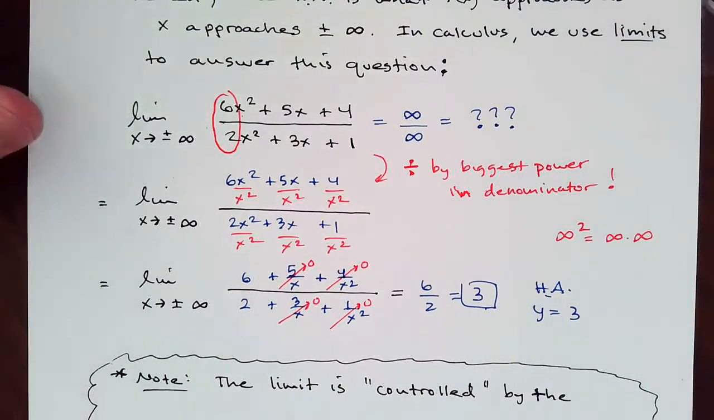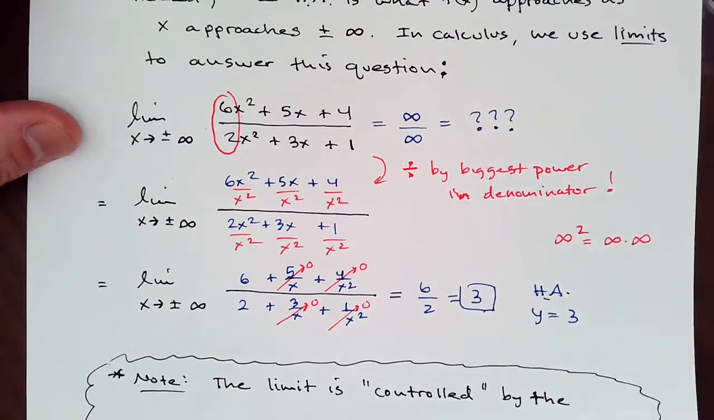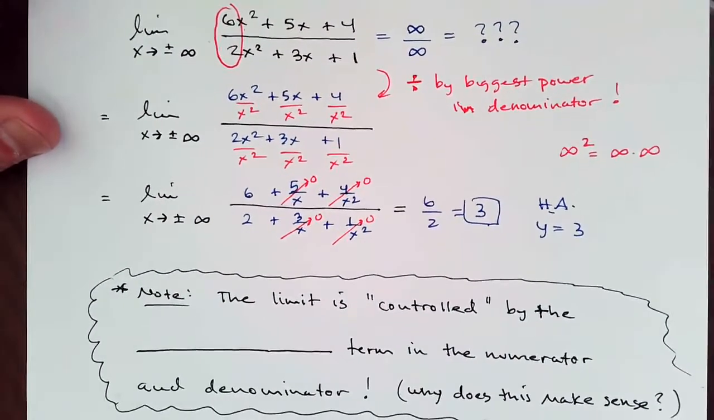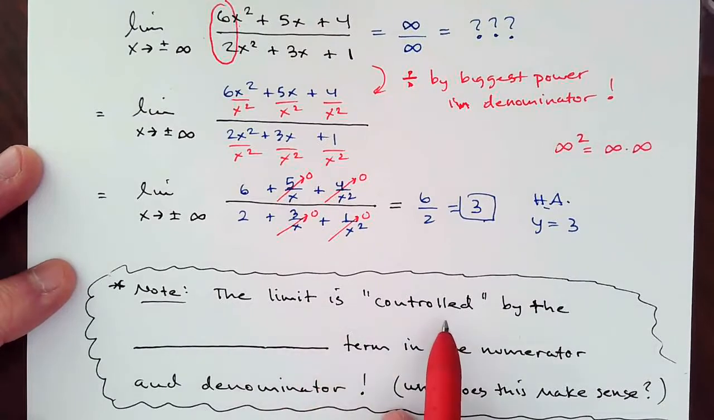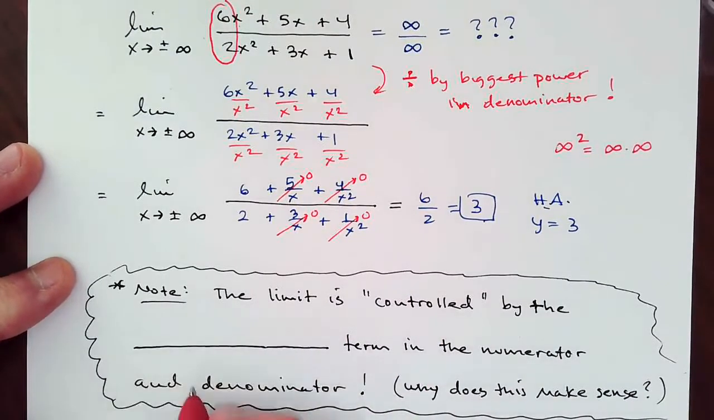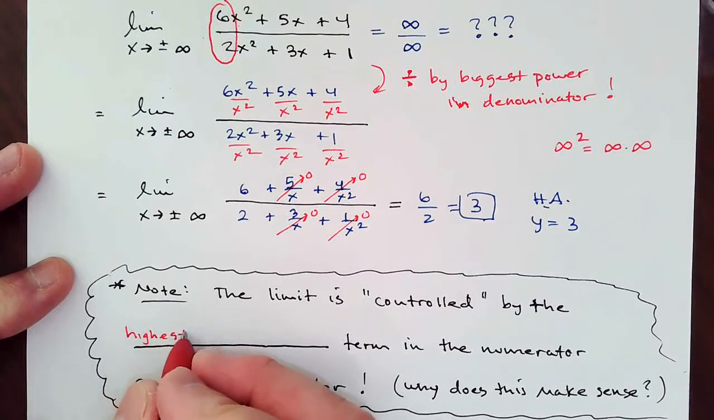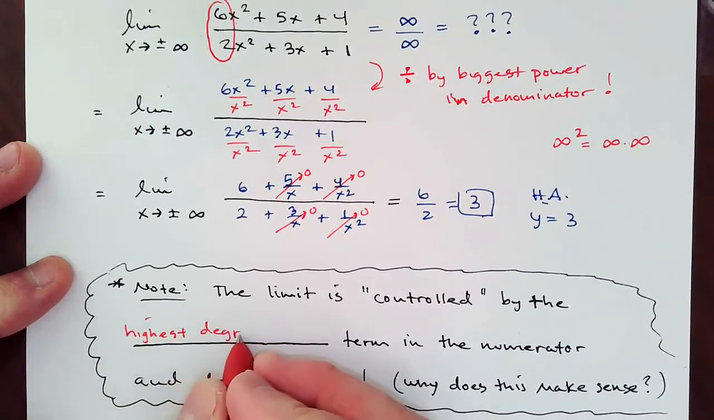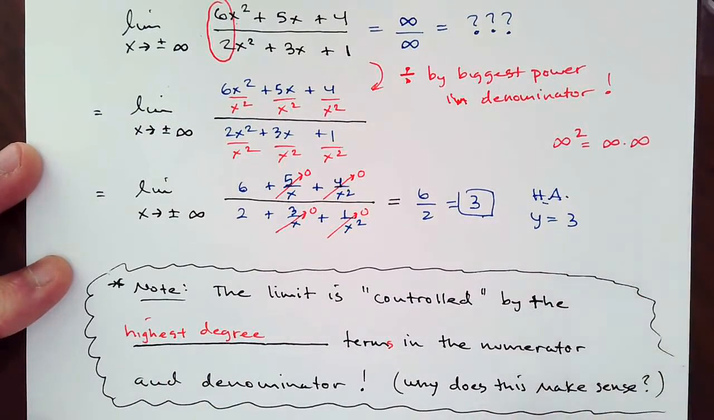So this brings up the idea of a shortcut. If you're looking at a limit as x goes to infinity, one way to say it is the limit is controlled by the highest degree terms in the numerator and the denominator. Okay, and then we kind of address why does this make sense, right? We're talking about the biggest power of infinity.